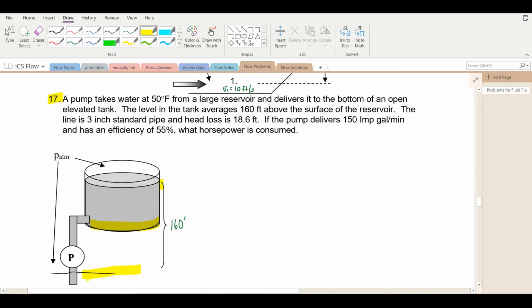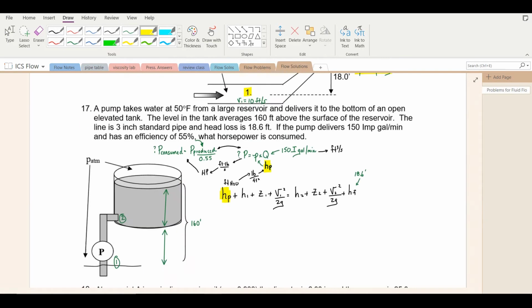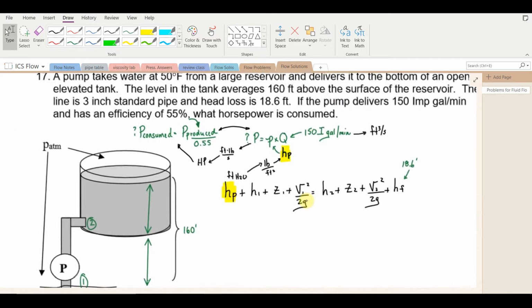So you appreciate that we can calculate the amount of pressure the pump has to deliver to do this work, but then we're going to have to divide that by 0.55 to determine how much horsepower is actually consumed. We have to figure out the pressure of the pump that it's going to do this work. Let's try that. Alright, so I filled this in a bit.